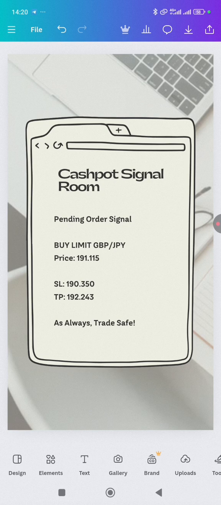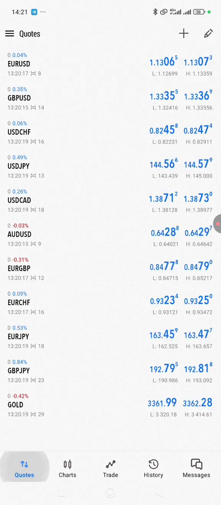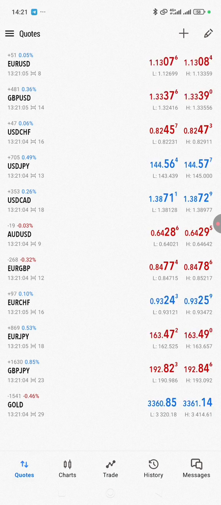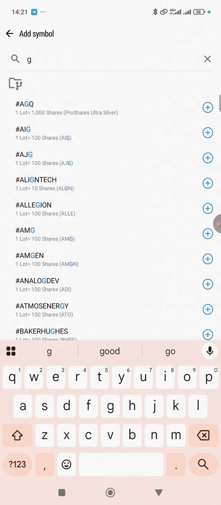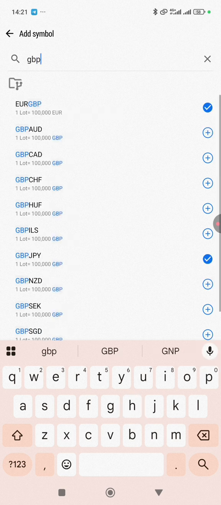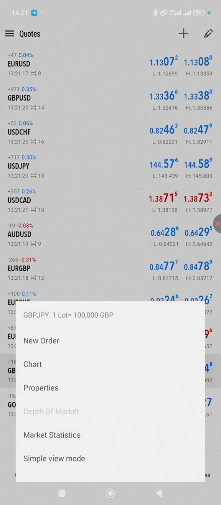So all you need to do is look for this instrument on your MetaTrader. Let's do that quickly. So you go to your quotes. Let's assume the JPY is not here, then you can use this method to add it. It is already added on my own chart, but you can add it through that method. So now we want to place a buy limit new order.